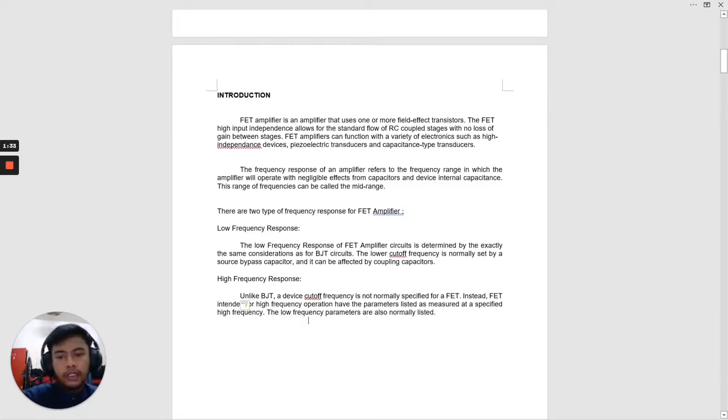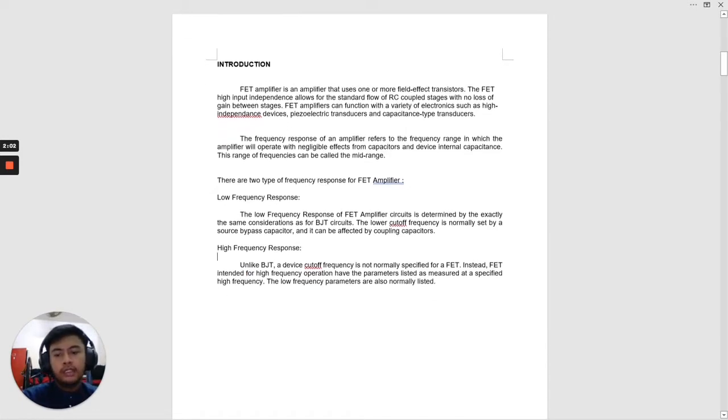For high frequency response, unlike BJT, a device cutoff frequency is not normally specified for a FET. Instead, FETs for high frequency operation have the parameters listed as measured at a specified high frequency. The low frequency parameters are also normally listed.